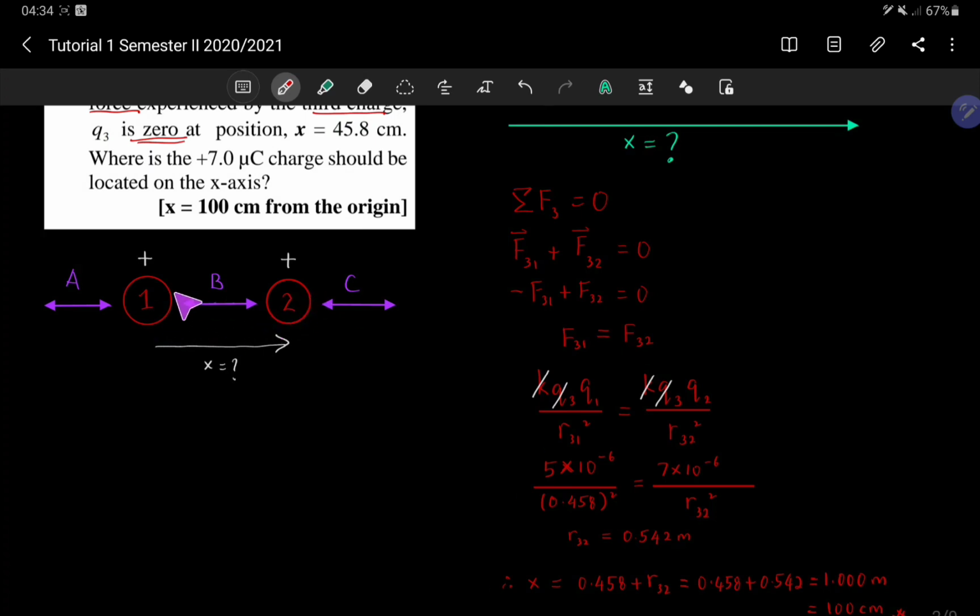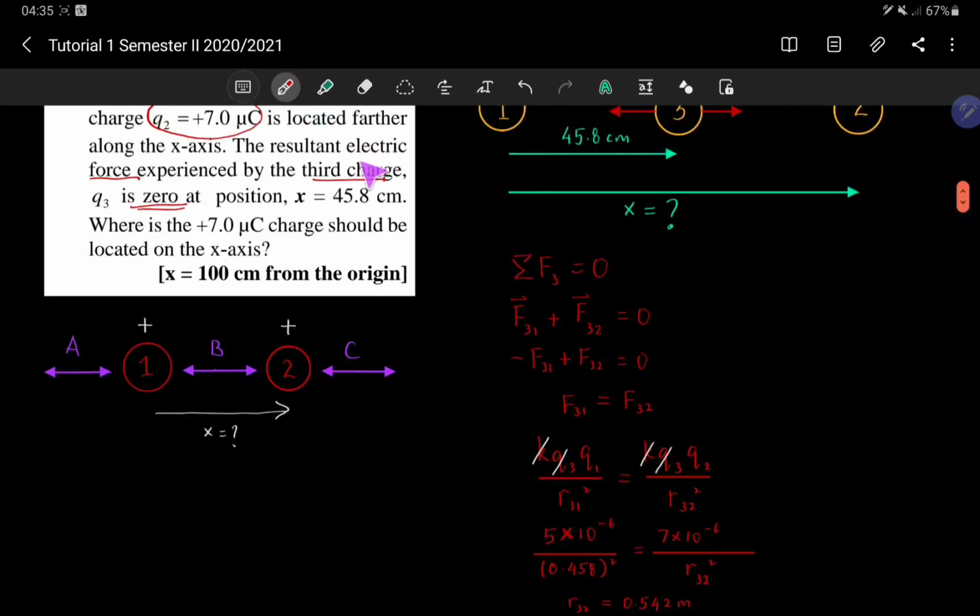Q1 and Q2 are separated by x. We don't know the separation yet. At the same time, we just put the third particle here, where the force exerted on Q3 equals 0. According to this situation, there are 3 different positions: A, B, and C. We may put the third particle at A, or at B, or at C. But the condition is that the resultant force exerted on the third charge should equal 0.